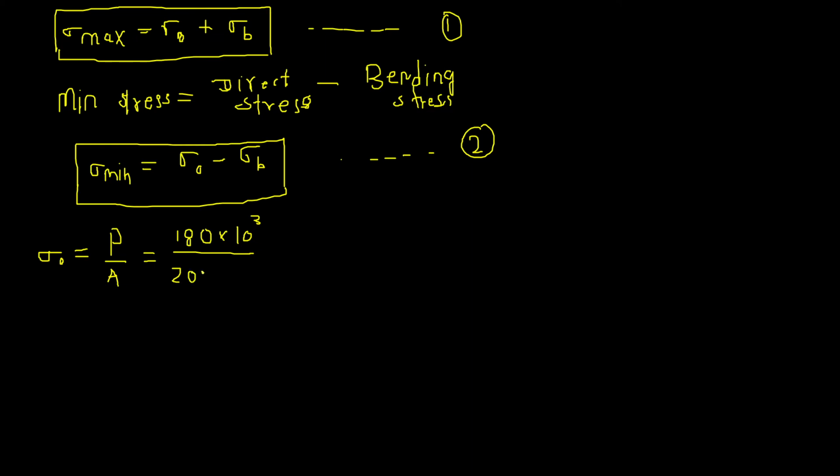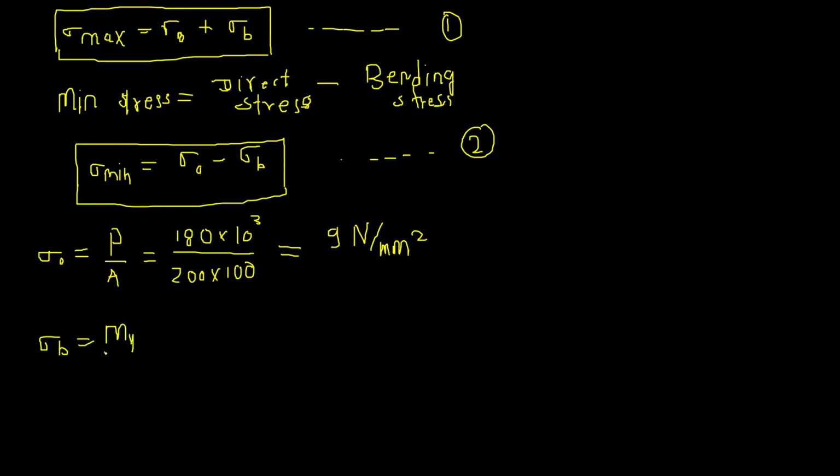So 200 into 100. If you calculate this you should get 9 newton per mm square. Similarly, bending stress sigma b can be written as M divided by I or M by Z.